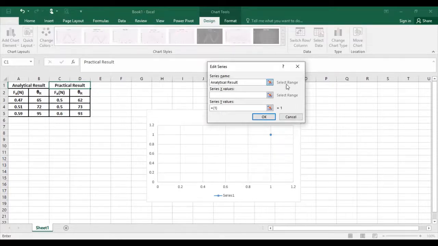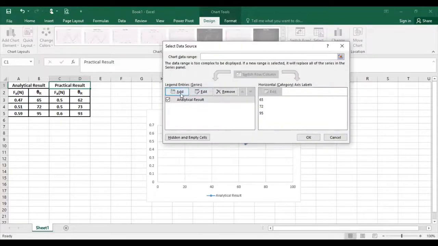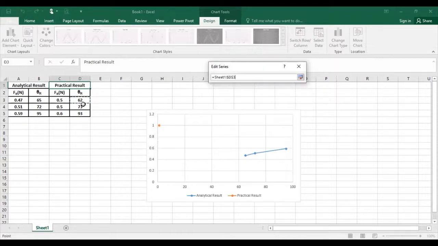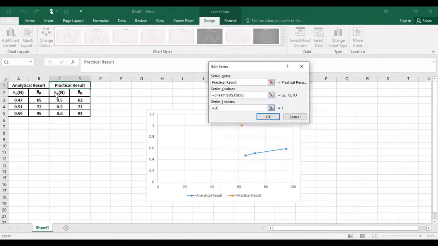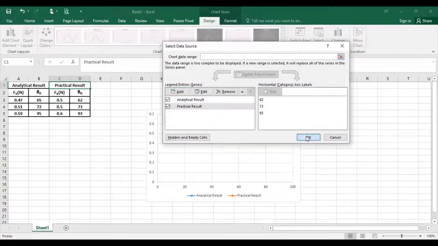So you can compare the values. I am taking FR on the y-axis and theta R on the x-axis. It's done. Now I will add another graph for the practical result. So I put the x value as theta R and the y value as FR. Now it's okay. It's done.